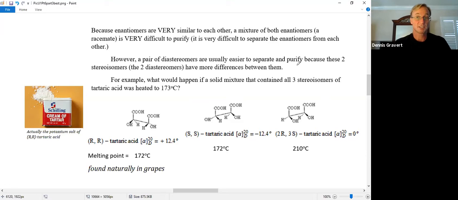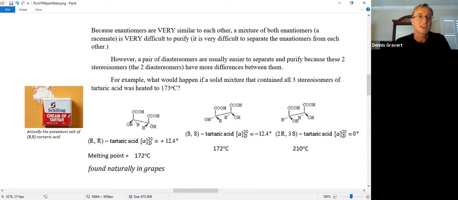Okay, diastereomers are easier to separate. So I want to give you an example rather than just take my word for it. Let's do an example here. So what's cream of tartar used for? Is there some cookies that you might bake with that? I don't use that in any of my recipes, but I do actually have a can. It's not Schilling brand, but you go down the spices aisle.